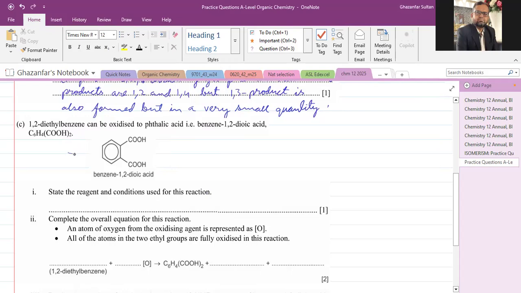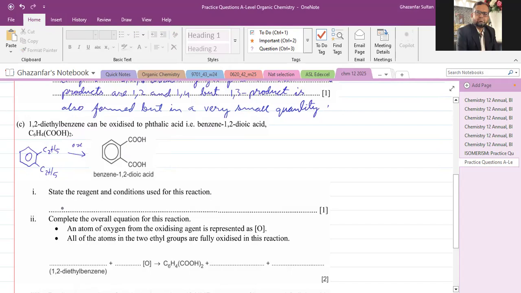So actually what is there? It is the conversion of 1,2-diethylbenzene. So that was 1,2-diethylbenzene. And what change has occurred here is the conversion of this ethyl group into a carboxylic group. So this is the oxidation reaction.